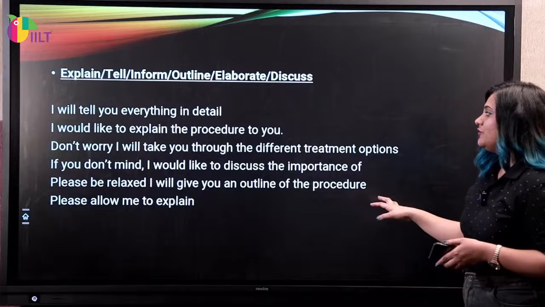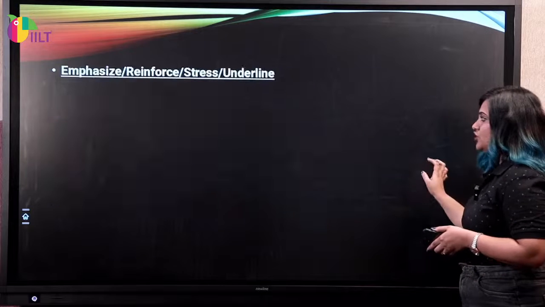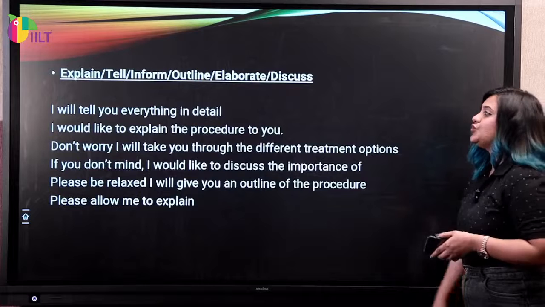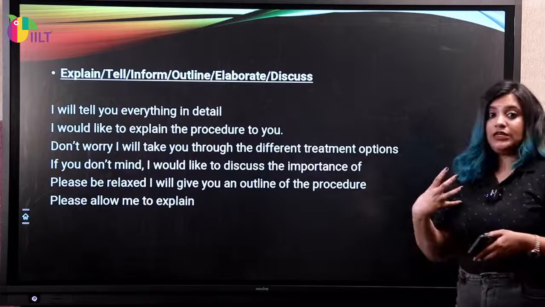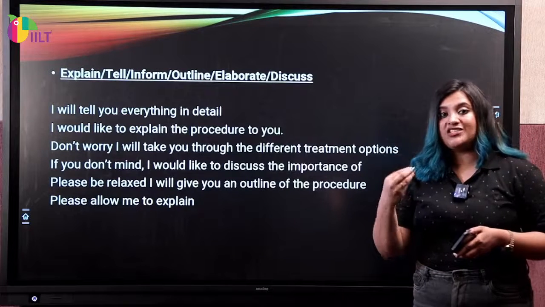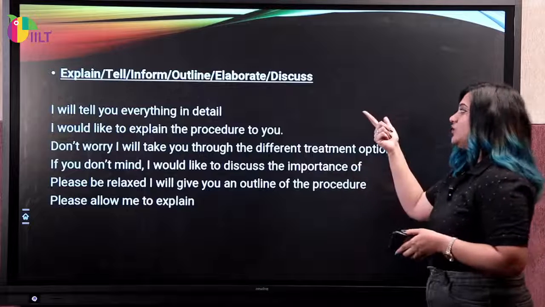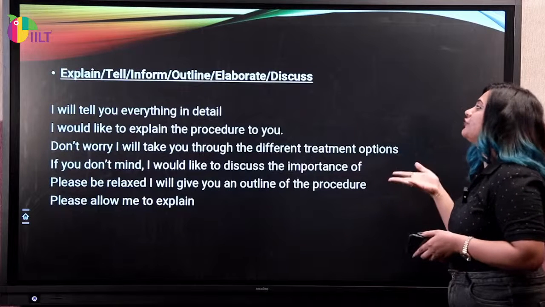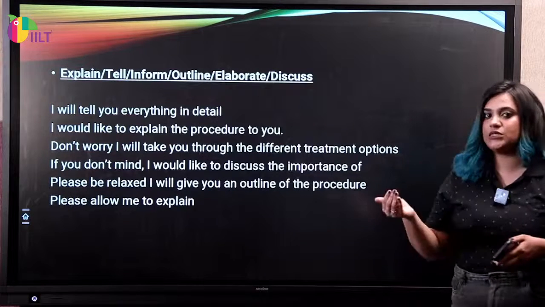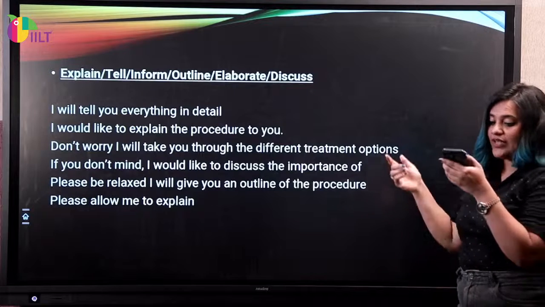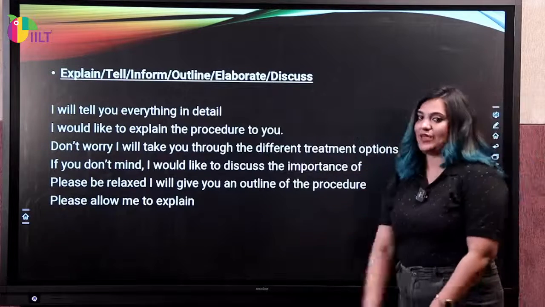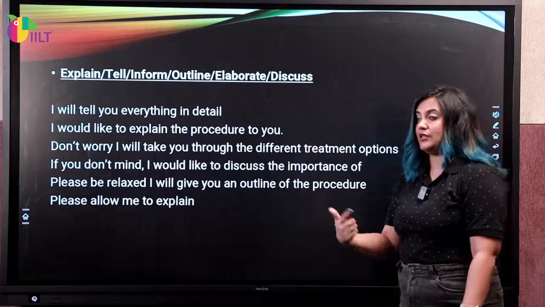So these are the different statements you can use to start the task, if your action word is either explain, tell, inform, outline, elaborate, or discuss. Okay, as I told you, you can even rearrange these as well. I'm just repeating the thing again for you.